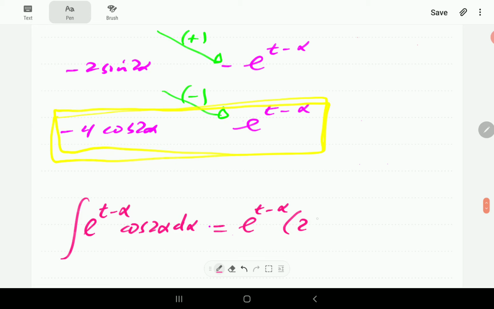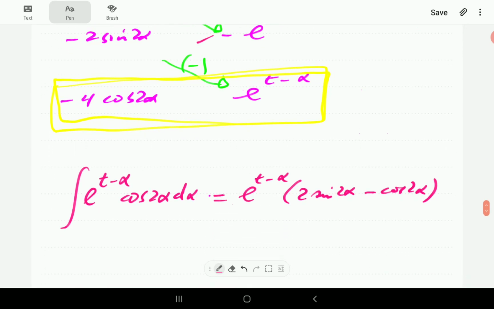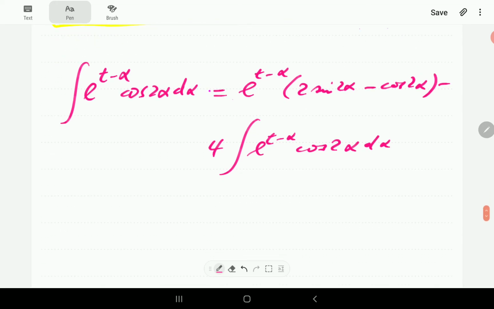Then we're going to have 2 sine 2 alpha minus cos 2 alpha. So that's just from these two terms here. And then the last term is going to be minus 4 times the integral of e to the t minus alpha cosine 2 alpha d alpha. And then of course this is exactly the same as that.